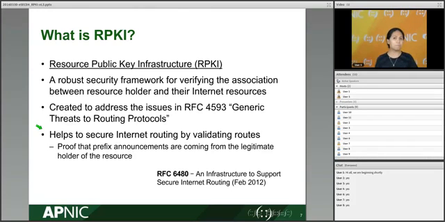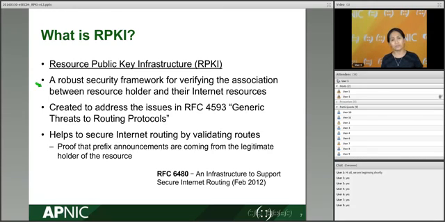In a similar way, the purpose of RPKI is to have an infrastructure in place that can be used to verify that all your prefix announcements are correct and they're coming from the right source. Does that make sense? You have an infrastructure that you can check with to know whether the prefixes on your routing table are actually coming from the correct origin. Therefore, origin validation. So it's a robust security framework for verifying the association between resource holders and their internet resources.